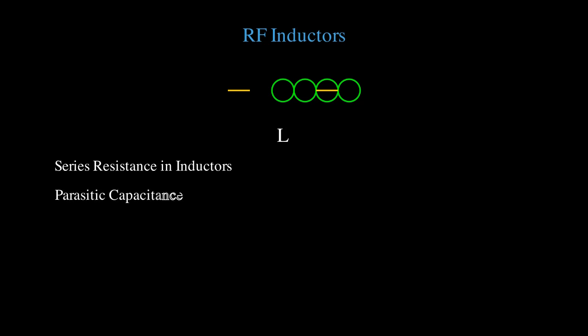Parasitic capacitance exists between adjacent turns of wire, between layers in multi-layer inductors, and between the inductor and nearby conductive surfaces. This parasitic capacitance creates a self-resonant frequency, above which the inductor behaves more like a capacitor. The equivalent circuit shows the series resistance Rs in series with the ideal inductance L and the parasitic capacitance Cp in parallel with the combination. The Q factor of the inductor is determined by the ratio of reactive to resistive components.